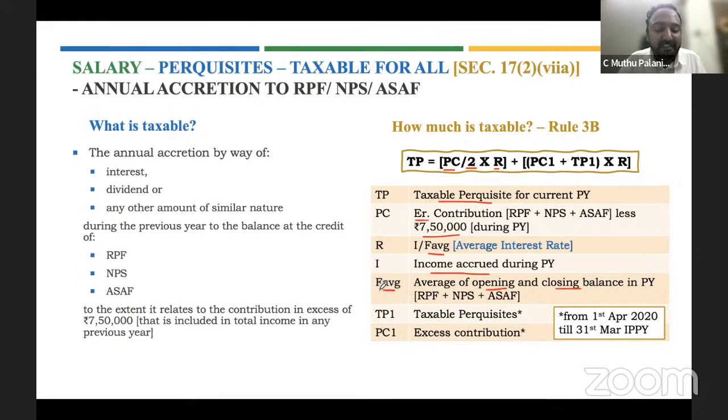So FAVG is nothing but average. AVG is average. F is the current financial year. So F stands for the present financial year's average. So what do I do? I average the opening and closing, divided by 2, of the previous year. So now this is my average balance. Now, if I divide income by this, I get a rate. So I get the average interest rate. How do I get it? I divide income by my FAVG. So this is the first part of the formula.